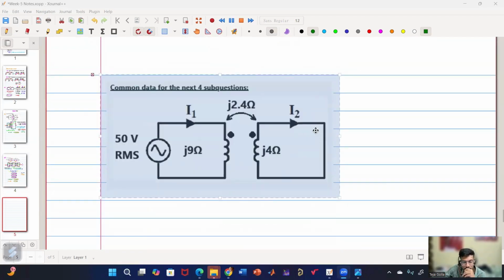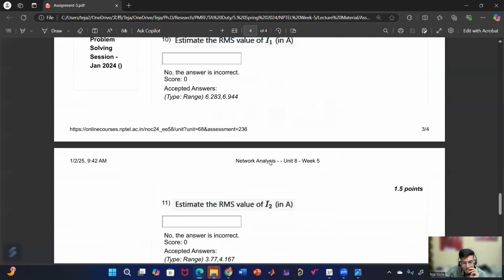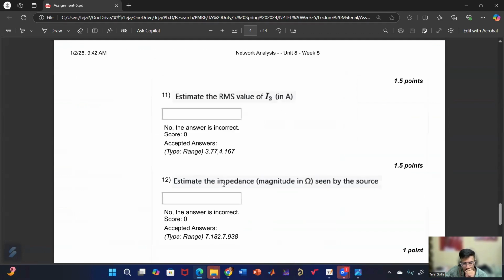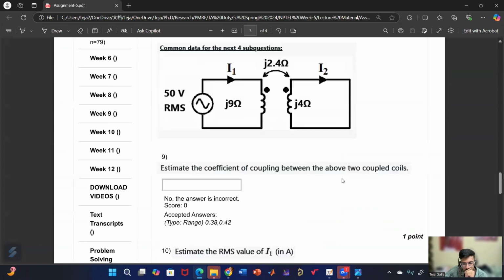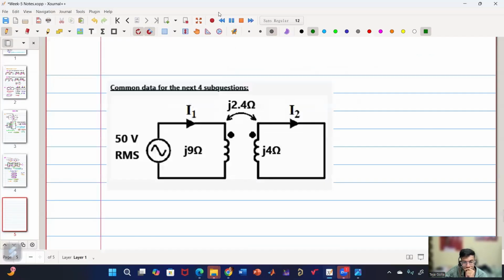Got it or any confusion? No, sir, no confusion. Got it. Okay. So others, any confusion? No, sir. Got it. Okay. So in this question, they're asking what is the coefficient of coupling and what is I1, I2. So it is a simple problem, so we'll go a little bit fast. And then what is the impedance seen by the source? Impedance seen by the source means source voltage by source current.